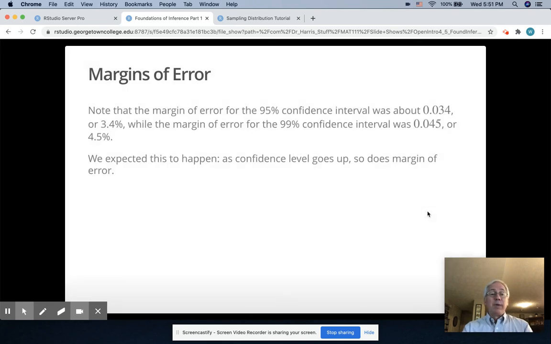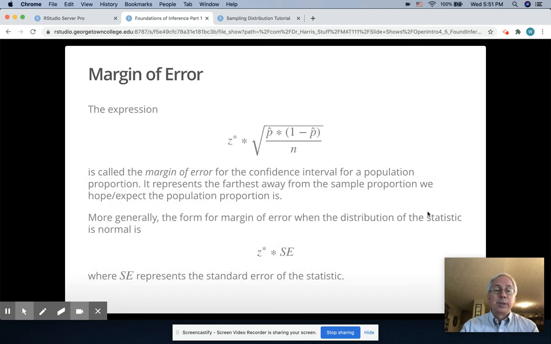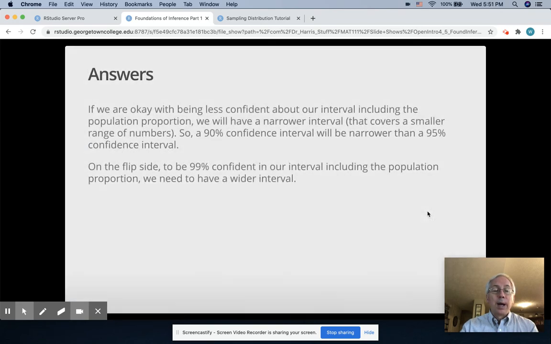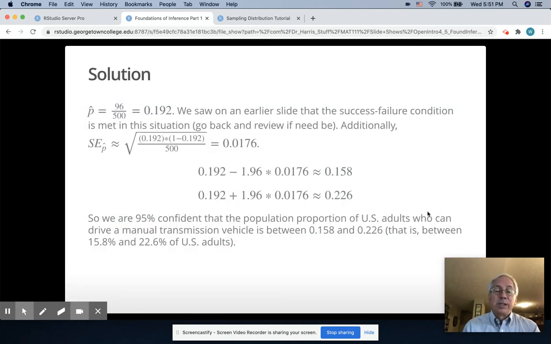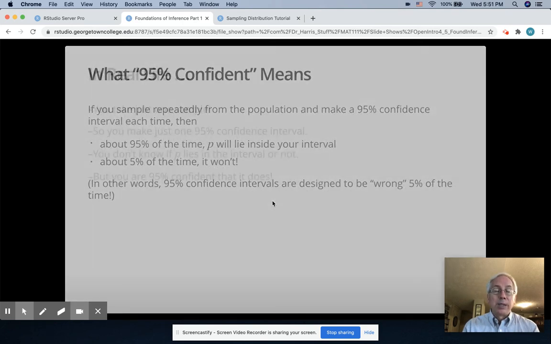Let's talk about margin of error in both of these cases. The margin of error for the 95% confidence interval was 0.034. Now, how did I get this? Let's go back quite a few slides. Our confidence interval was between 0.158 and 0.226. The margin of error is this number right here, 1.96 times 0.0176. If you multiply that out, you'll get about 0.034. And so that's our margin of error.